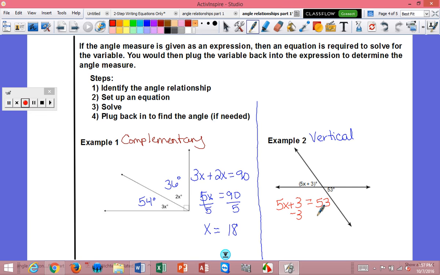So I'm going to subtract 3 from each side. So 5x equals 50. And then if we divide both sides by 5, x would equal 10. And then what we would want to do is plug this back in and make sure it works out. So if we had 5 times 10 plus 3, that would be 50 plus 3, and that is equal to 53, so we know that we have the correct value for x.